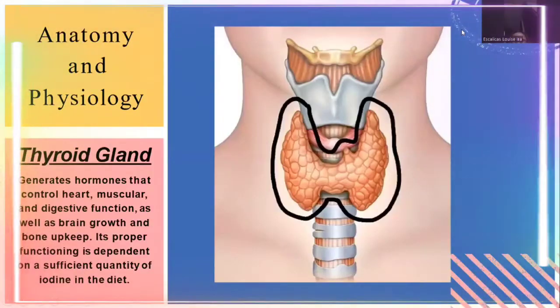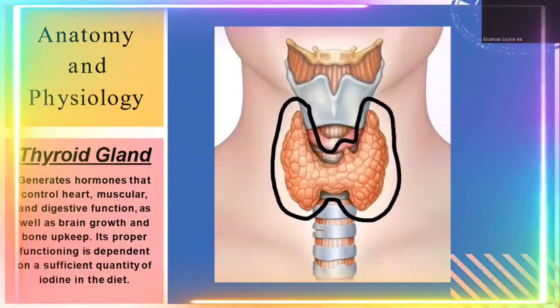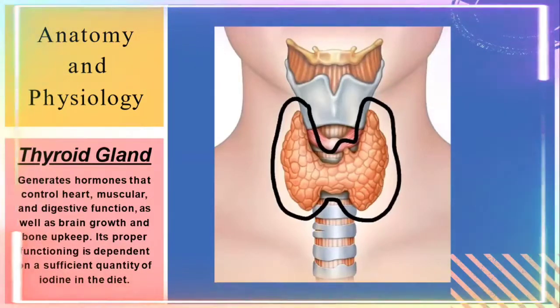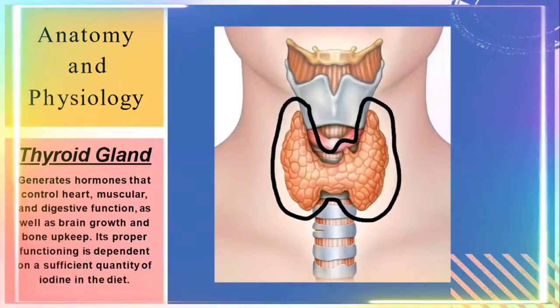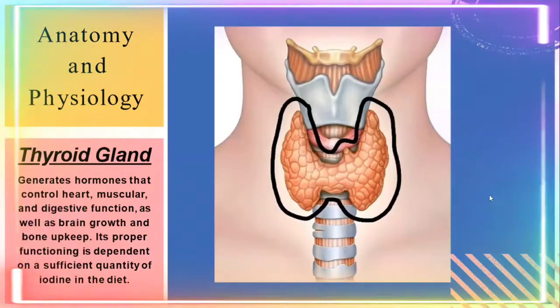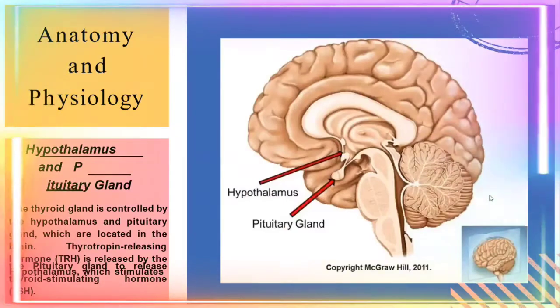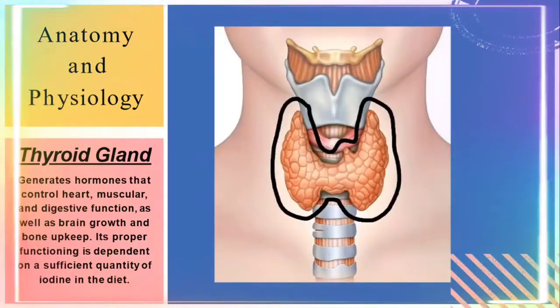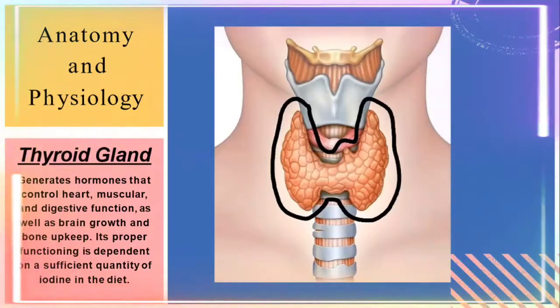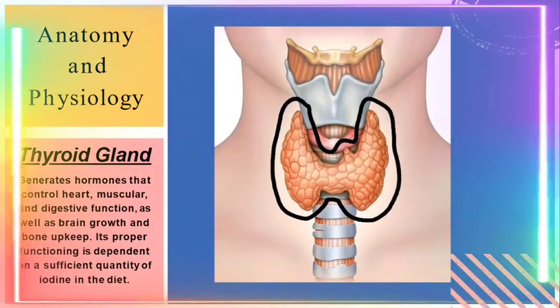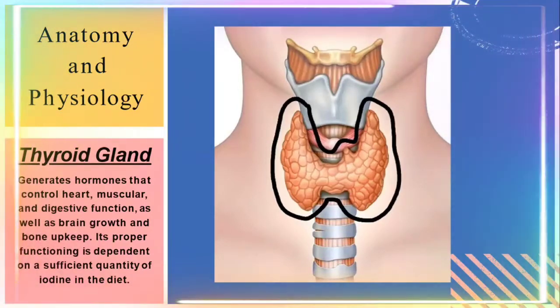Now, for the anatomy and physiology. For the thyroid gland, it generates hormones that control heart, muscular, and digestive function, as well as brain growth and bone upkeep. Its proper functioning is dependent on a sufficient quantity of iodine in the diet. Next.